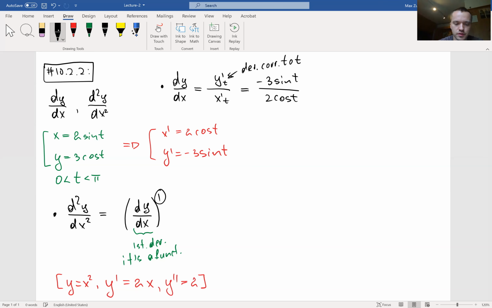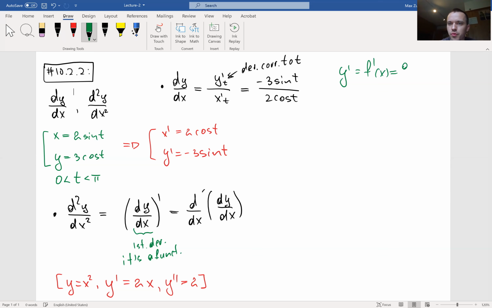This derivative, as you remember from calculus, you can rewrite as d over dx of dy over dx. The derivative of y prime is f prime of x, which is dy over dx, but I can also write it as d over dx of y. This symbol means take the derivative of the function y. So that's what is going on here: I'm taking the derivative with respect to x of the function dy over dx.